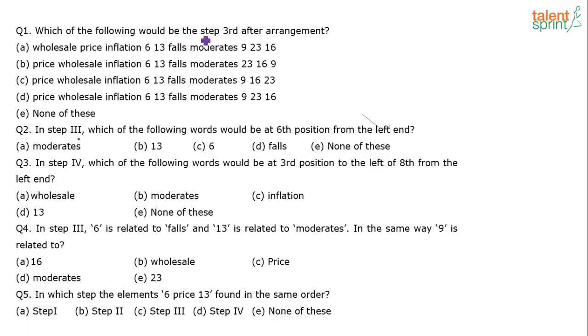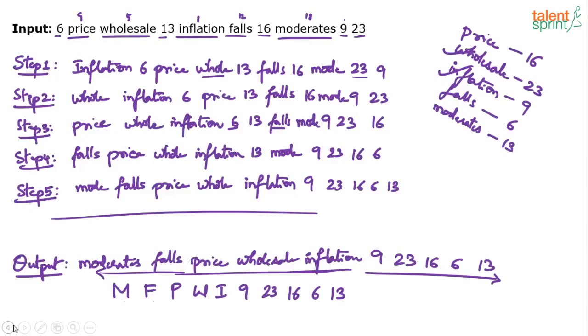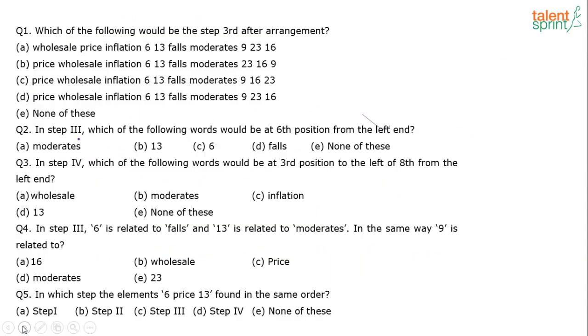Which of the following would be the third step after rearrangement? Look at step 3rd. Price, wholesale, inflation, 613, false. So just try to map that, at least the first 6 words. It should start with price. Up to this, everything is correct only in the 2nd, 3rd, and 4th options.